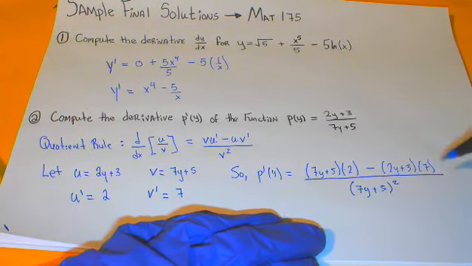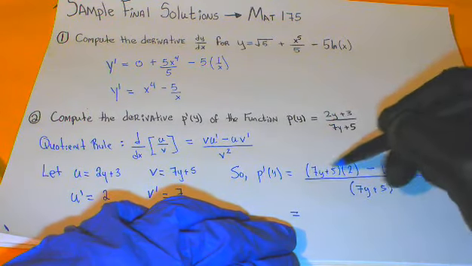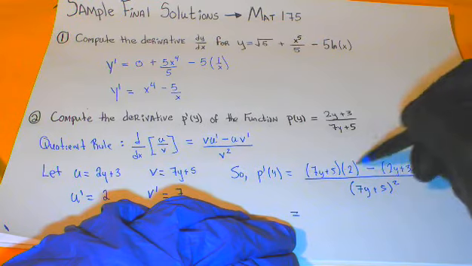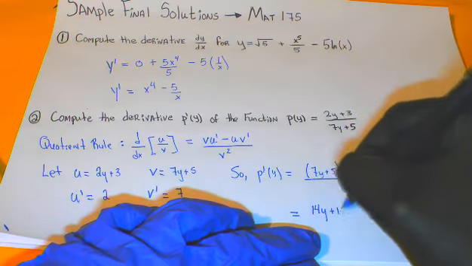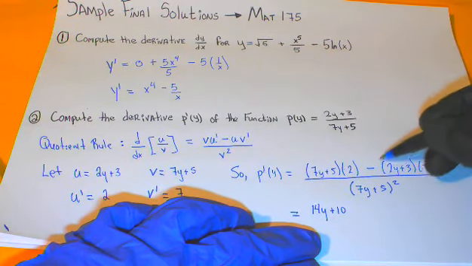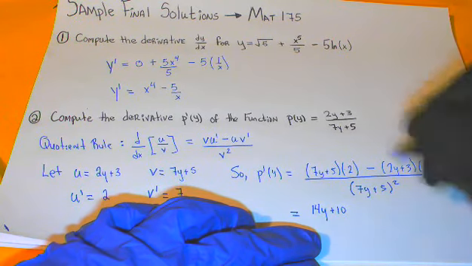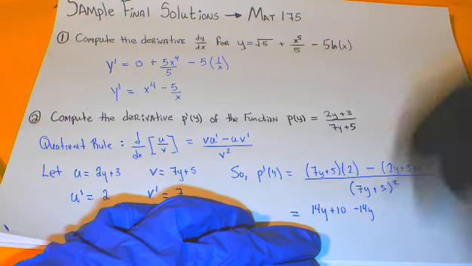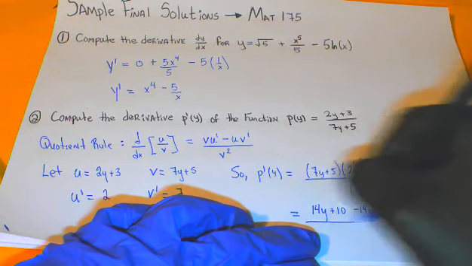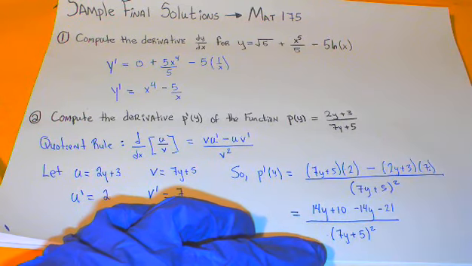While you're simplifying it, just remember that you can leave your denominator squared. So let's see. 7y plus 5 times 2, I can distribute the 2 inside the parentheses. That'll give me 14y plus 10. Now here I have negative 7 times 2y plus 3. So if I take the negative 7 multiplied by 2y, that gives me minus 14y. And then negative 7 times 3 is negative 21, divided by 7y plus 5 squared.